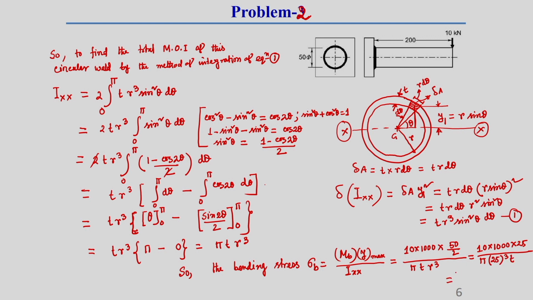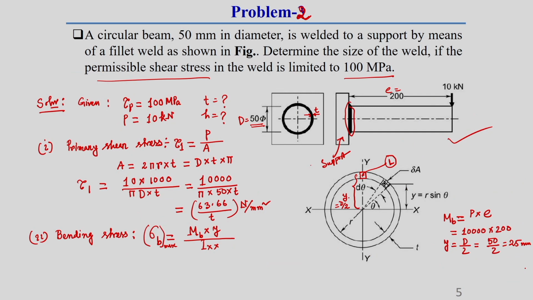Here we are getting sigma b equal to, directly I am just showing this, 1018.59 divided by t Newton per mm square. So, now sigma b is known to us, tau 1 is known to us. So, we can easily find out the maximum shear stress.